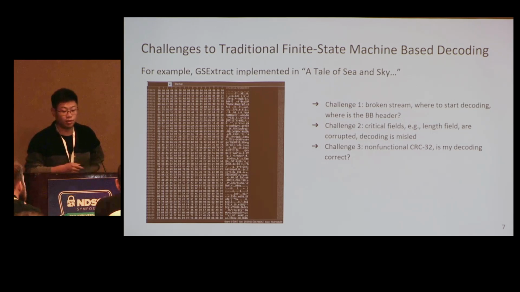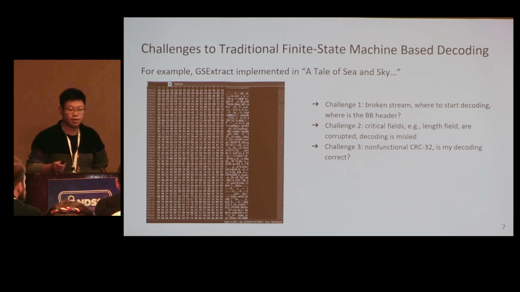And the last challenge is we don't know whether our decoding is correct or not, because the CRC32, which is used for error detection, is also corrupted. So they are almost useless for our decoding.